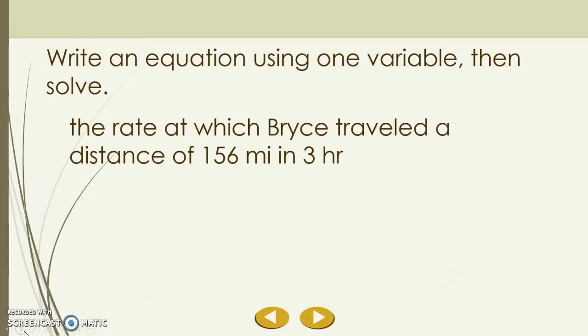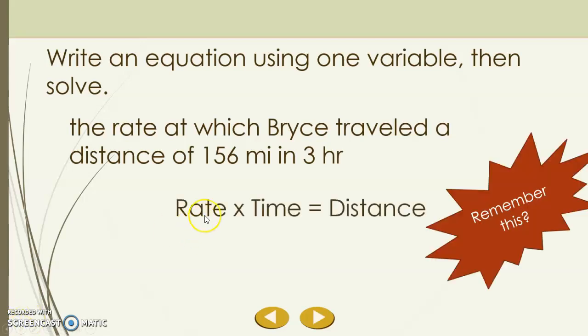And here's the problem. We want to know the rate at which Bryce traveled a distance of 156 miles in 3 hours. Let's say Bryce is on his way home. He drives 156 miles and he gets there in 3 hours. His parents want to know, Bryce, how fast were you actually driving? We're going to use this formula that rate times time equals distance. Rate times time equal distance. If we're driving 60 miles an hour and we drive for 1 hour, then we can figure out we drove 60 miles. So let's see how fast Bryce was driving.